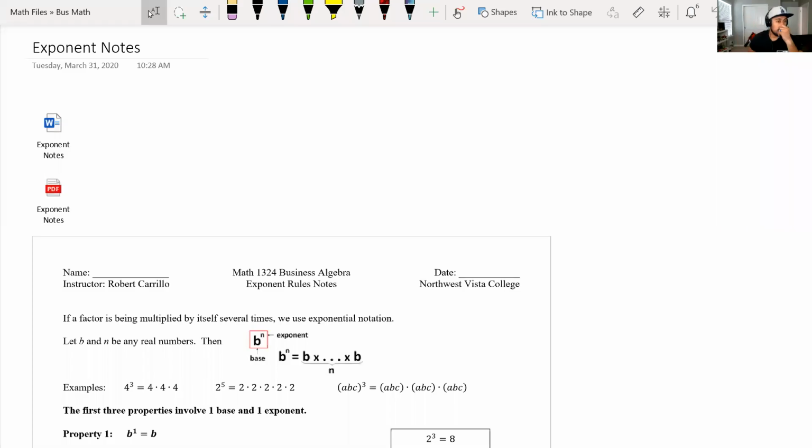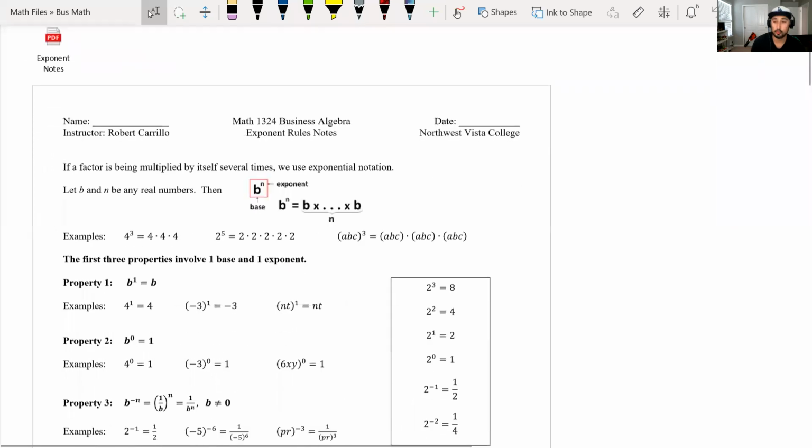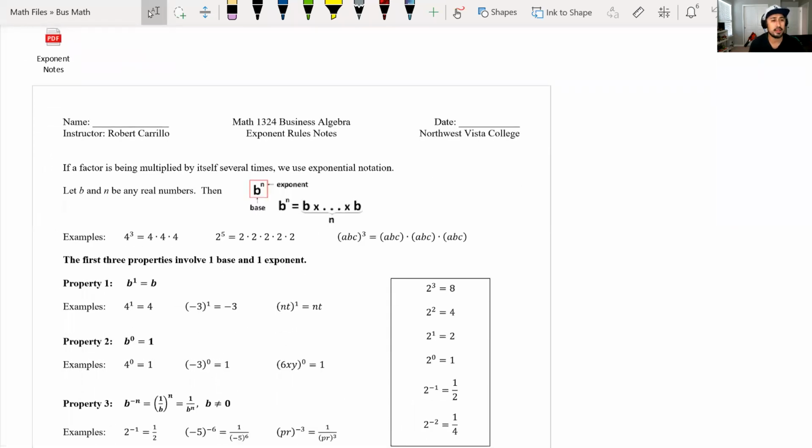Okay, guys, welcome. This is Business Math, and these are Exponent Notes. We are just going to go over the rules of exponents again. I believe you learned those in 0410. If so, this is a refresher. If not, if you haven't seen exponent rules at all, well, you're going to learn something new today. Marvelous, right?